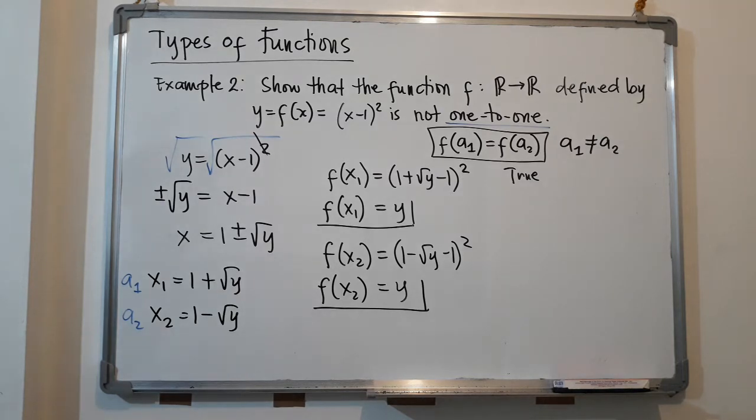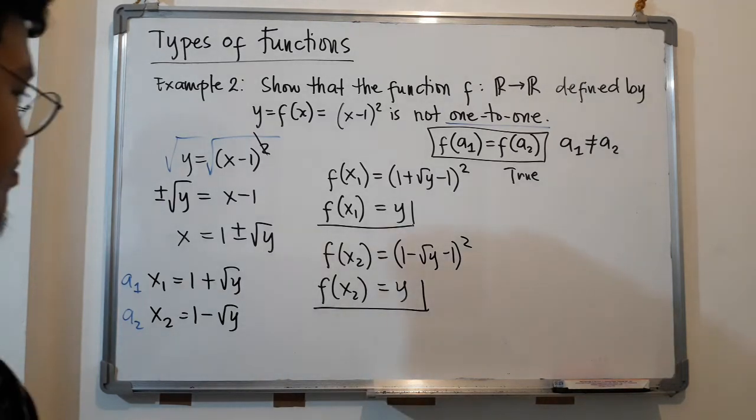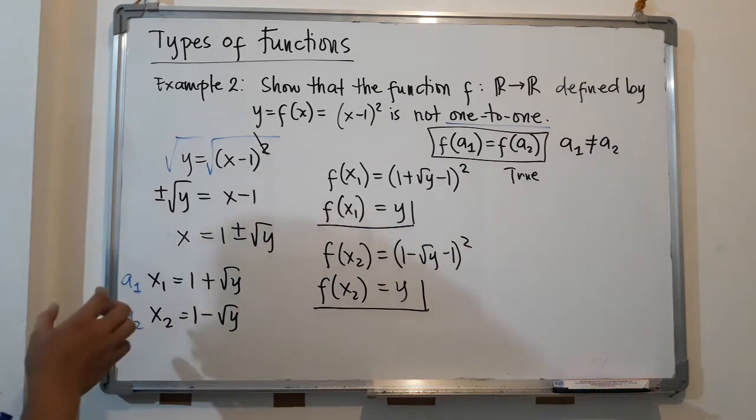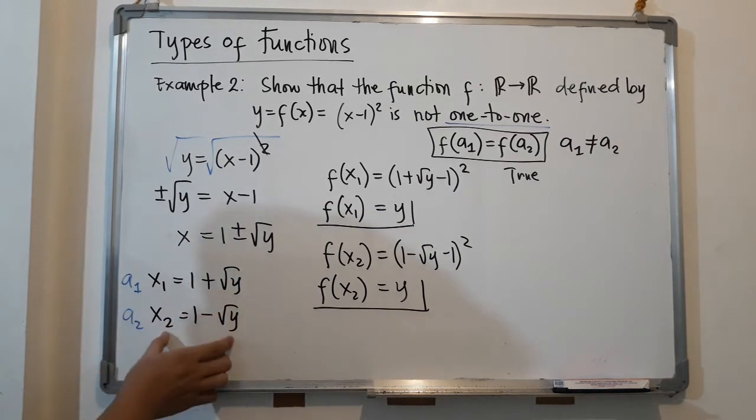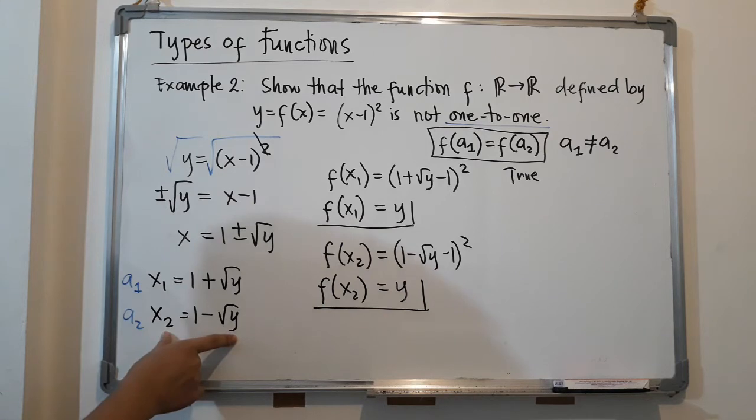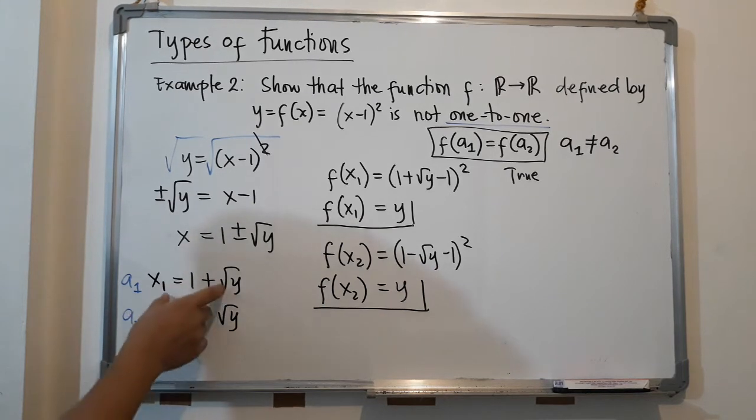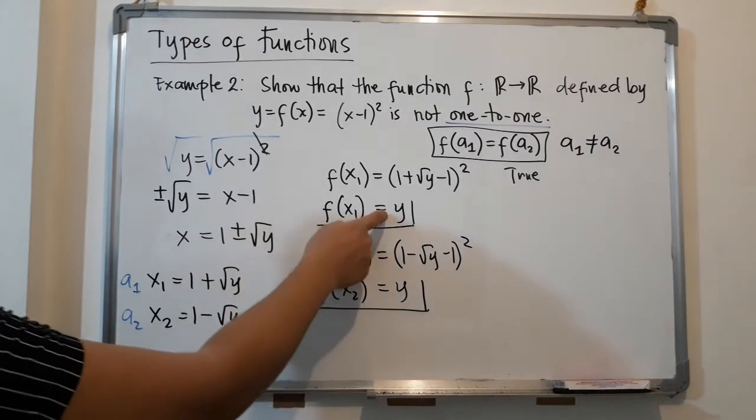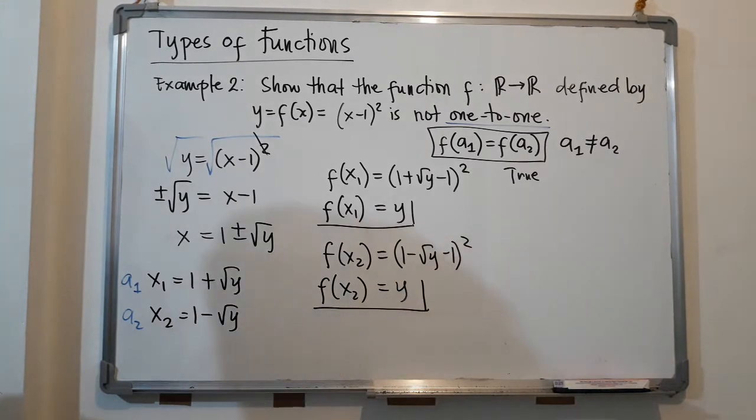Or in other words, we have two values of x here. And these two values of x yield the same value of y. Meaning this is a many to 1 relationship. And many to 1 is still a function.